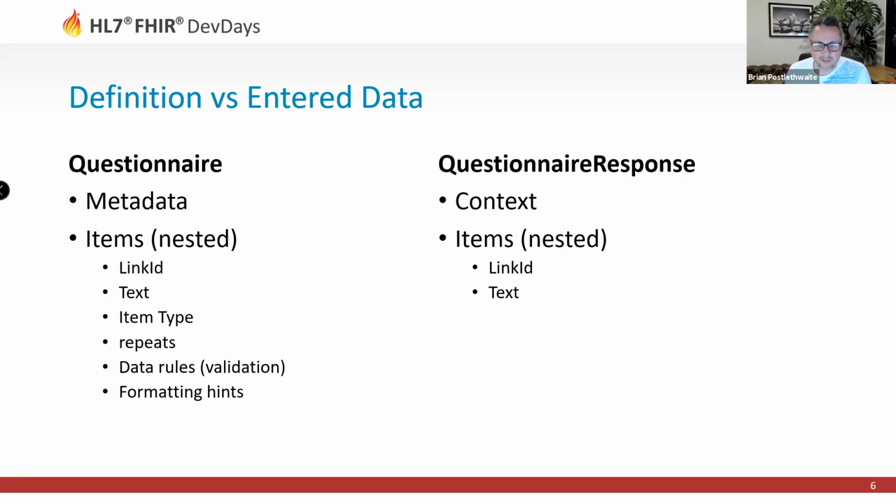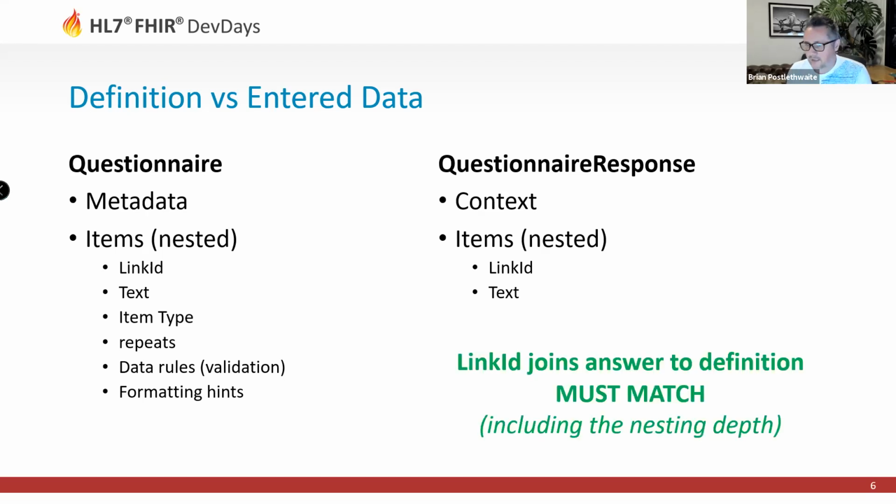With that concept, we also have other layers where we can have pre-population rules, and we can include those into the layer. We can include other rules on data extraction, so how we want to take that data from the questionnaire and put it out into other FHIR resources or into other formats altogether. It doesn't have to be FHIR. And the link ID must match, including the nesting depth. So when I've got a questionnaire and I enter it in the questionnaire response, the link ID must match between those two.